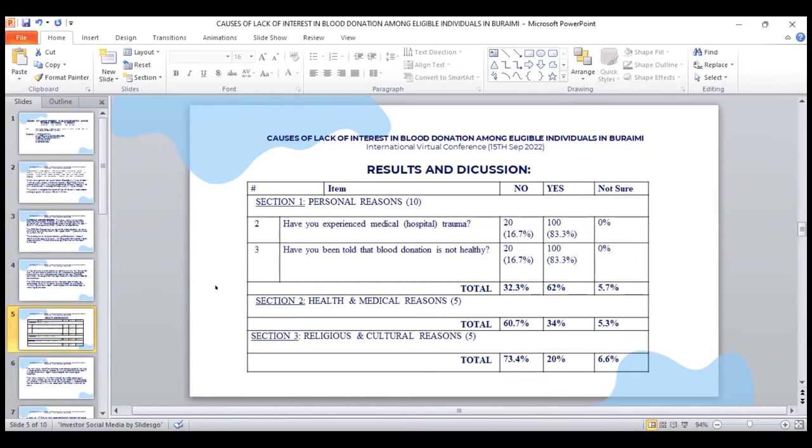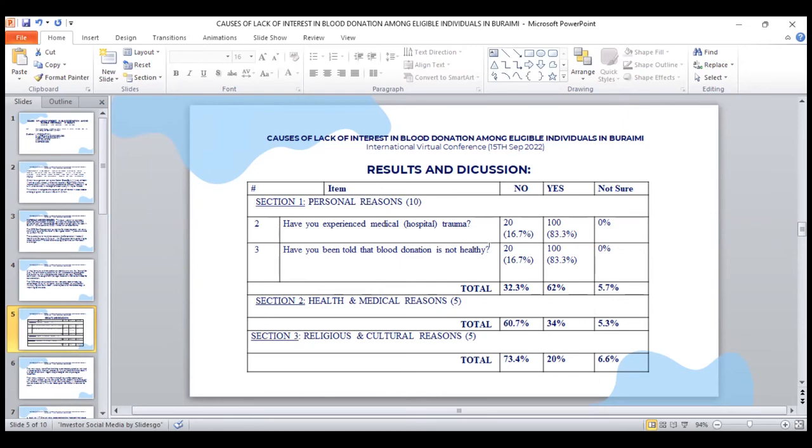And here is the summary table. As I mentioned earlier, there are three sections: the personal reasons, the health and medical reasons, and the religious reasons. Under the personal reasons, there are 10 items, in which the topmost item, at 83.3%, is item number 2, which refers to a traumatic experience. That's why people are a little reluctant to donate blood. And secondly, they are misinformed.